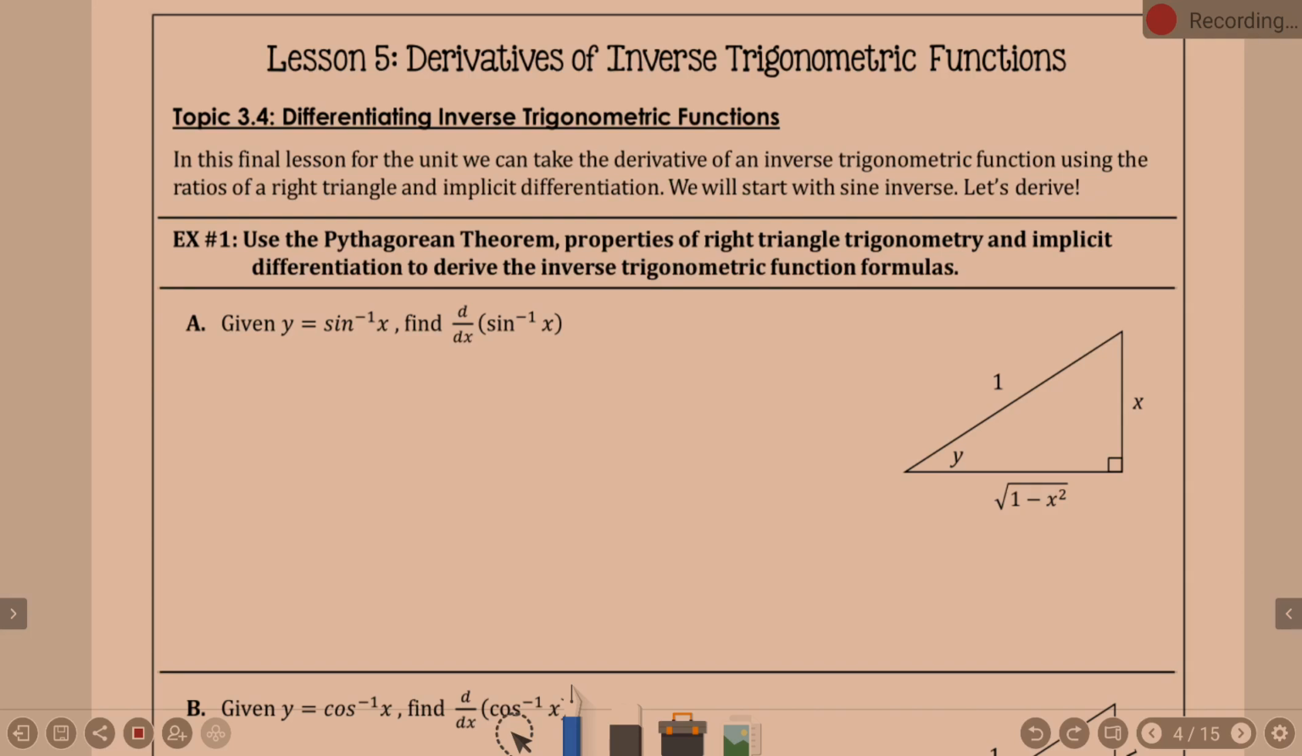Do we have to memorize these trigs? Yes. No, not necessarily. Just hang with me.